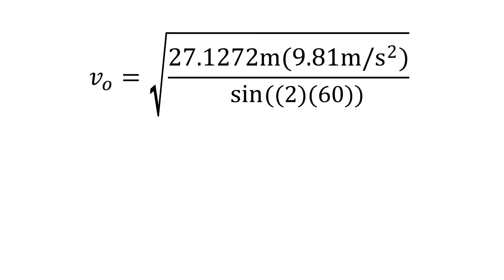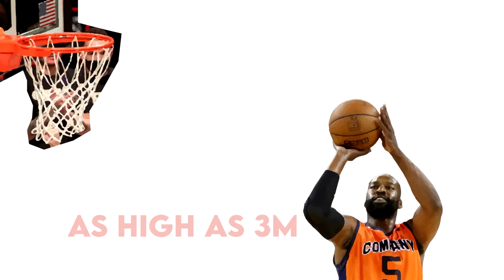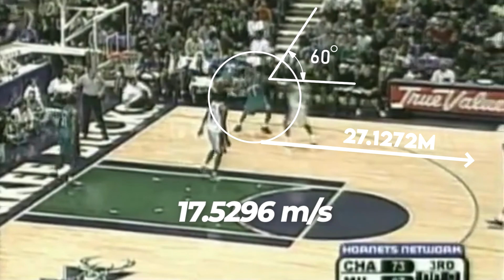After the computation, we will have the answer 17.5296 meters per second. Therefore, if you jump as high as 3 meters and started throwing the ball with the velocity of 17.5296 meters per second, you'll be able to equalize Baron Davis's shot of 89 feet. But if you want to break his record, you might have to increase the velocity if the angle is at 60 degrees.